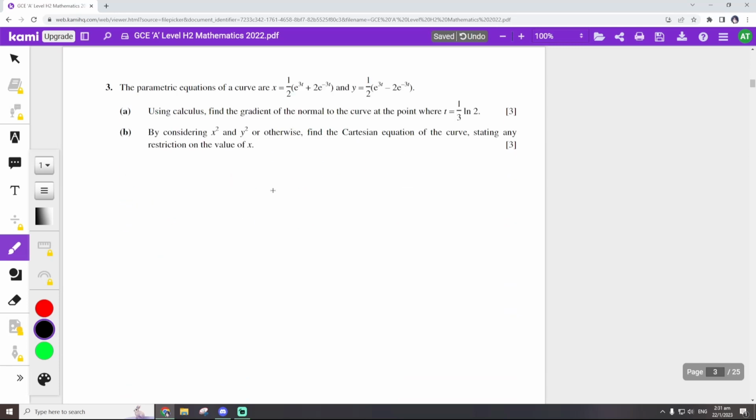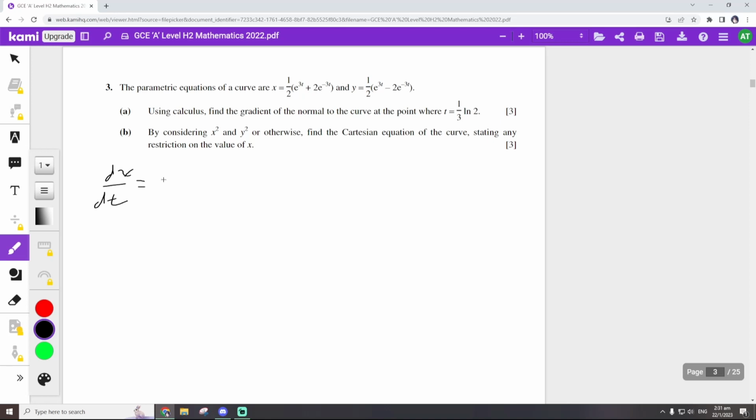Third question, parametric equations of a curve are this. Using calculus, find the gradient and normal to the curve when t is 1/3 ln 2. Okay, so we find dx dt and dy dt. dx dt is, well, when I differentiate e power 3t, I get 3 times of that. When I differentiate 2e negative 3t, I'll get a minus 3. Okay, so this will cancel.